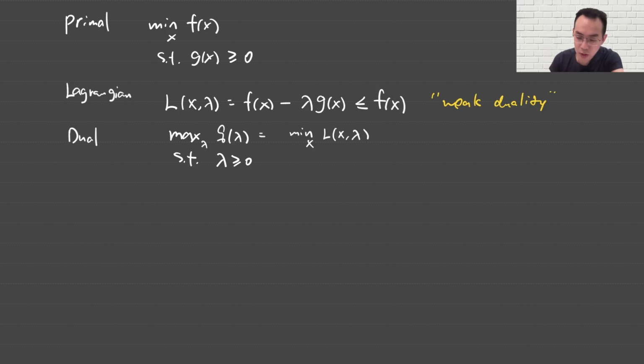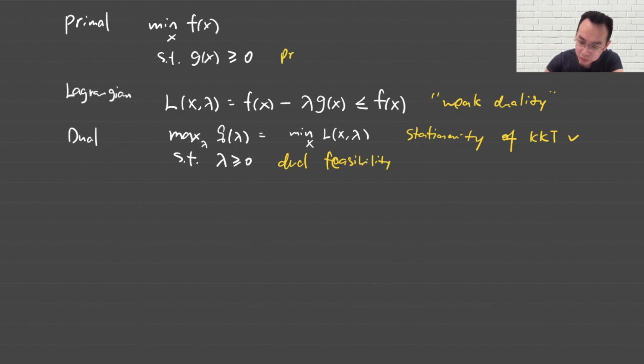Then we use the stationarity condition to write out the dual function. We found the minimizer for the variable x, and then we plug in the lambda to get the dual function here. So in this step, it means that the stationarity of the KKT is already checked. Then in here we also have the dual feasibility as a constraint for this problem. I will say here is the primal feasibility.